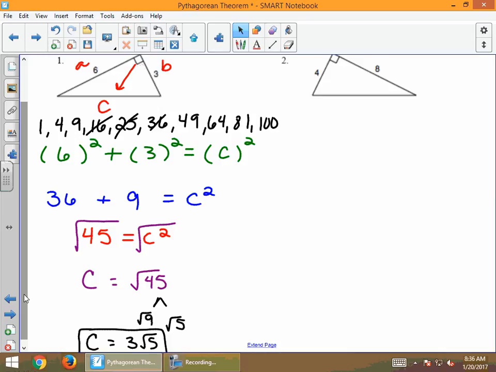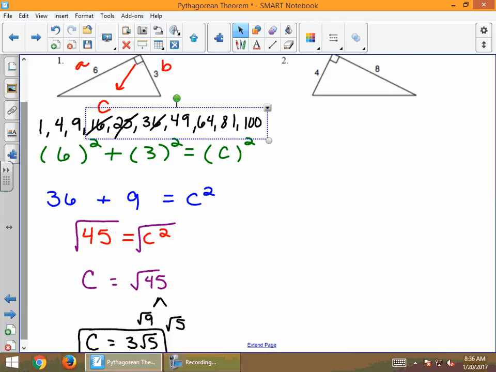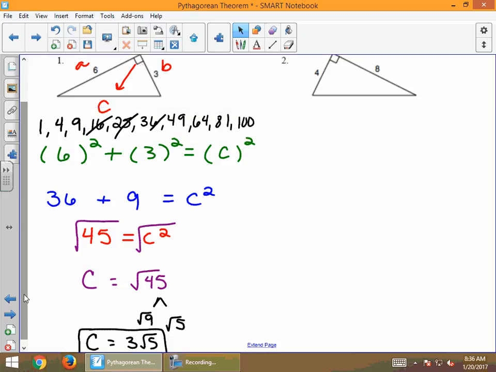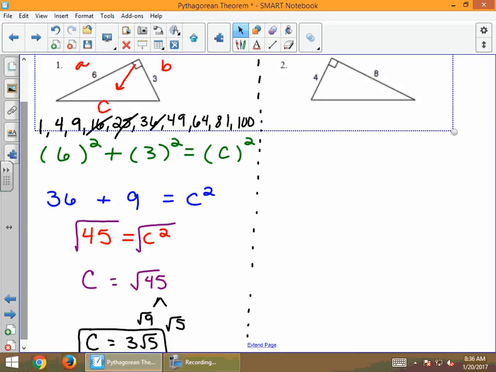Sometimes the directions say round to the nearest tenth, and you don't have to leave it as a radical. You can just plug it in your calculator and round, and you will see that in the next section of examples. Okay? We can do the same thing in problem number 2. I'm going to go ahead and draw a line and divide up these problems. In problem number 2, it's the same exact steps as problem 1.